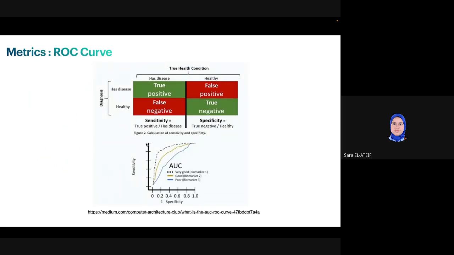As we can see here, if you remember, the closer we are to the upper left, the better the model is. So this is why they call it a very good biomarker. Meanwhile, the one that is closer to the down left is a very poor model, a very bad one, because it is closer to the diagonal, which is obviously 50% of the time the model fails, 50% of the time the model is right, which is practically a gambler.